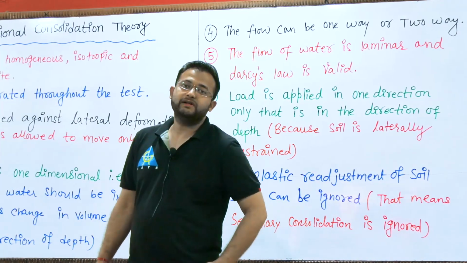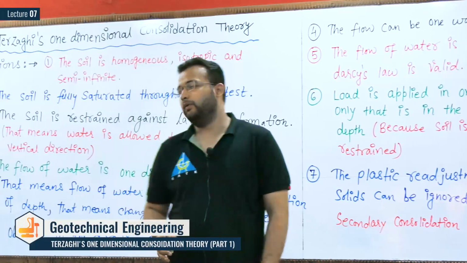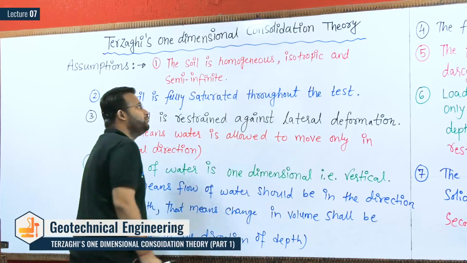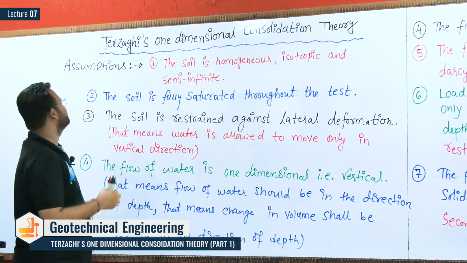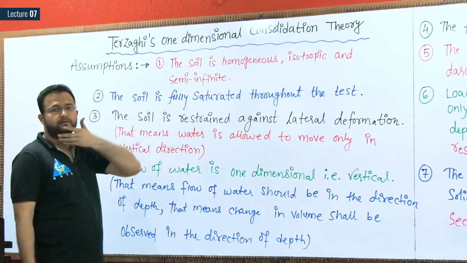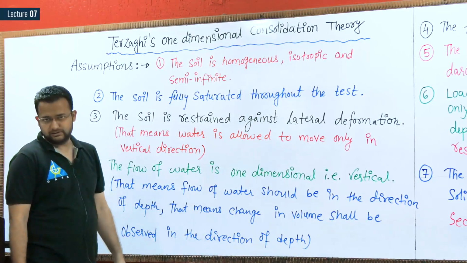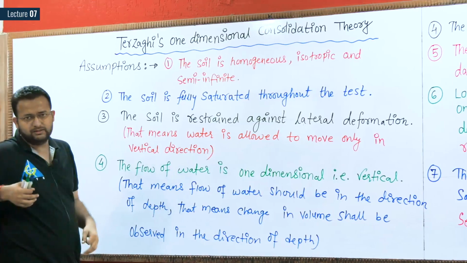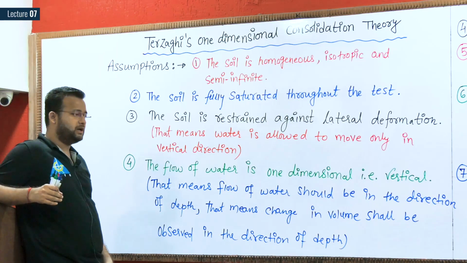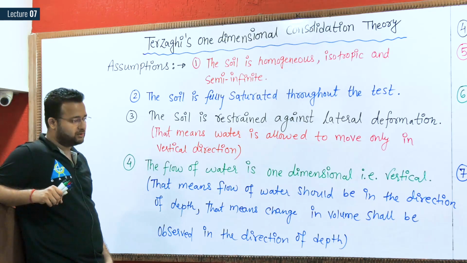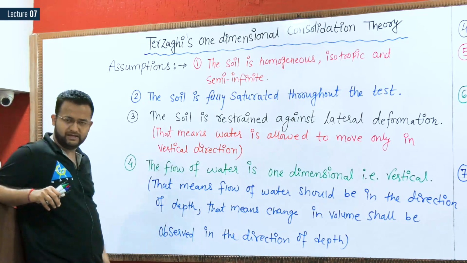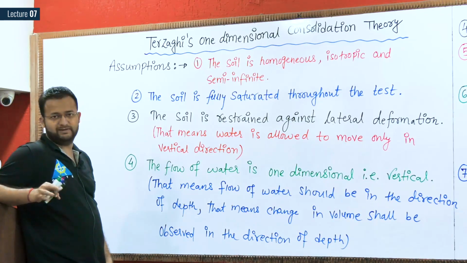Everyone, now we can start our new topic, which is very important: Terzaghi's one-dimensional consolidation theory. As you know, Terzaghi is the father of geotechnical engineering, and he suggested one theory for primary consolidation. We understand the meaning of primary consolidation. We have seen the basic idea of secondary consolidation, and the compressibility that we have discussed in the previous lectures.